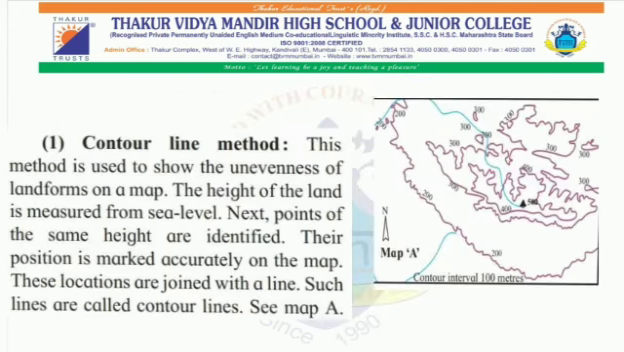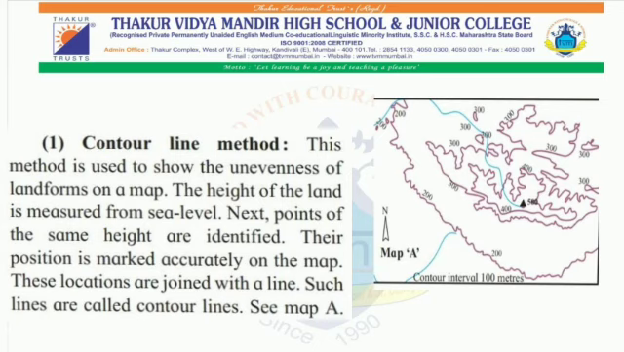So let's see one by one. The first one, contour line method. This method is used to show the unevenness of landforms on a map. The height of the land is measured from the sea level. Next, points of the same height are identified. Their position is marked accurately on the map, and these locations are joined with a line. Such lines are called contour lines.